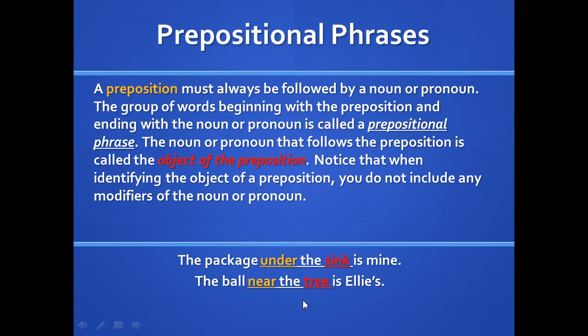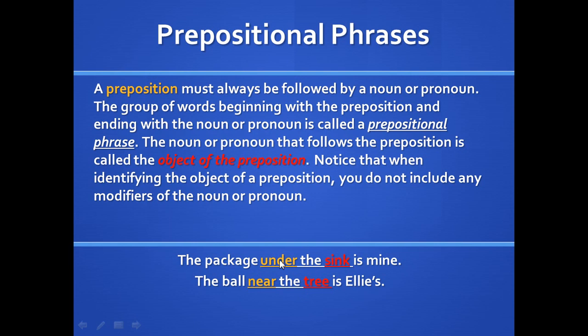So again, the phrase is a group of words that do not include a verb. The prepositional phrase starts with a preposition and ends with a noun or a pronoun. The object of the preposition is the noun or the pronoun that comes after this preposition. We cannot say the object plus the modifier. We don't choose modifiers. What is the meaning of modifiers? Modifiers are articles or adjectives. We don't add these to the object of the preposition.